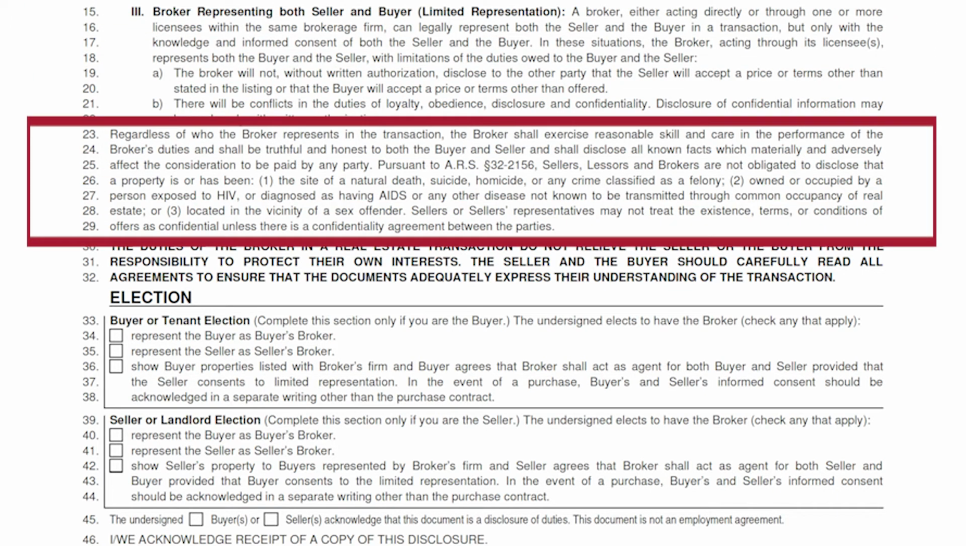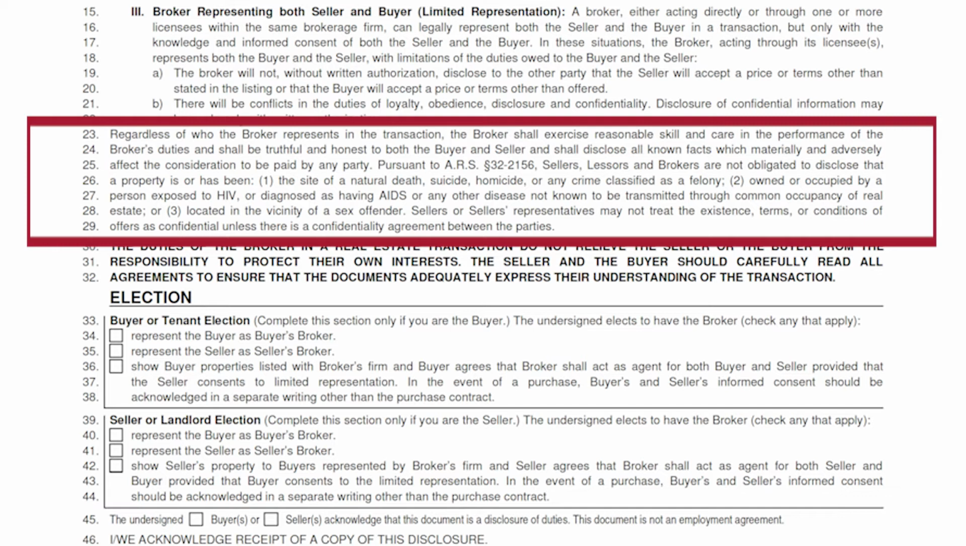Lines 23 through 29 state that regardless of who the broker represents, the broker must exercise reasonable skill and care in the performance of his or her duties. It goes on to say that brokers must disclose all known facts which materially and adversely affect the consideration or price paid by either party. It also declares that the broker must be truthful and honest to both the buyer and the seller.